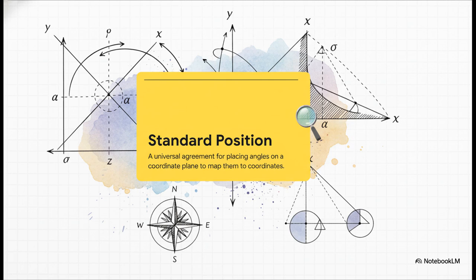Okay, so here's the textbook definition you'll see. But what does it really mean? Just think of standard position as the universal starting line for every single angle. It's like a handshake agreement, you know? It makes sure that when I talk about a 45-degree angle and you talk about a 45-degree angle, we are both picturing the exact same thing on the coordinate plane. And this simple agreement, it's the foundation for, well, pretty much everything else in trig.